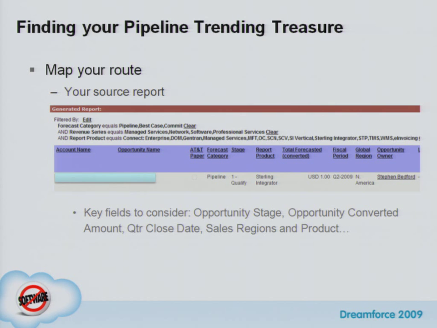So we start off with a source report. We're all about pipeline at Sterling, so we created an opportunity report with all our products, keeping in mind all the fields that we want to capture. Now, I'm always paranoid, so I just end up capturing all the fields that are available. And from there, you can always edit down. But I always get everything. Some key fields to always consider in the opportunities are the opportunity stage, the converted amount if you're reporting under different currencies, quarter close date, sales regions, and of course products.